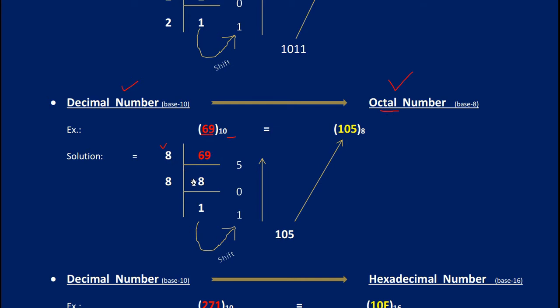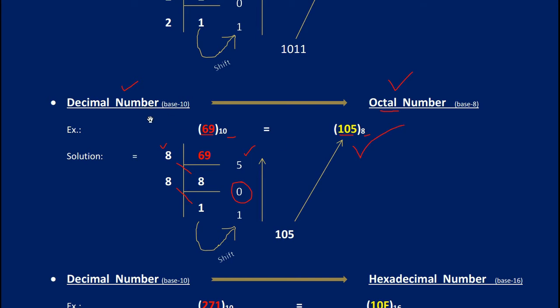So the table will go 8 times, that is 8 eights are 64, and the remaining digit, that is 5, we write here as the remainder, 5. Next 8 will be divided by 8 again, so 8 ones are 8. There will not be any remainder, so we write 0 here, and this 1 cannot be divided by 8, so it will be shifted to the bottom. And now write the sequence from bottom to top, that is 105, and I write this 105 here, and then write base 8. This will be the answer of the octal number system that has been converted from the decimal number system.